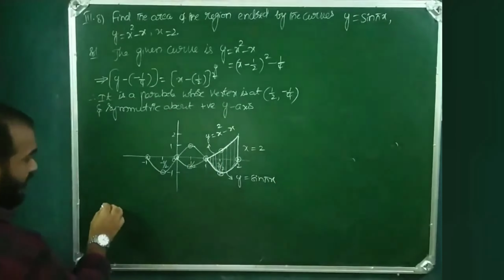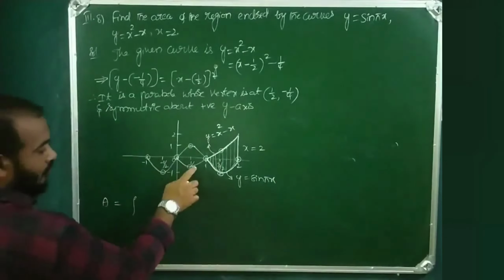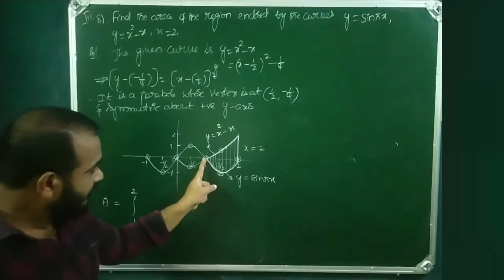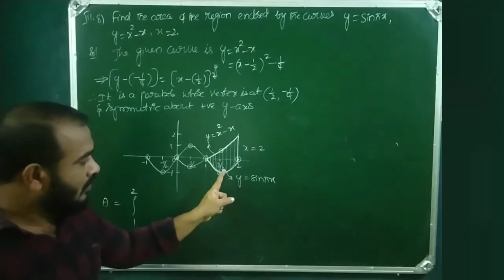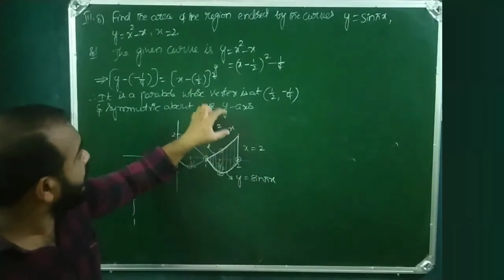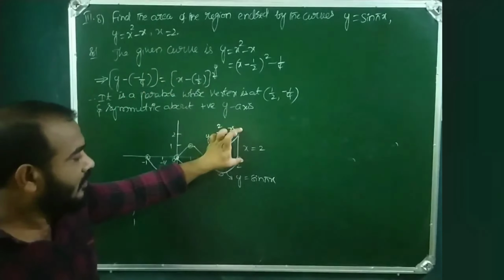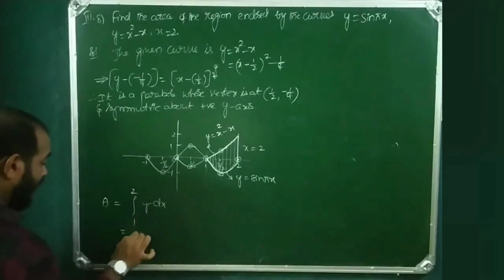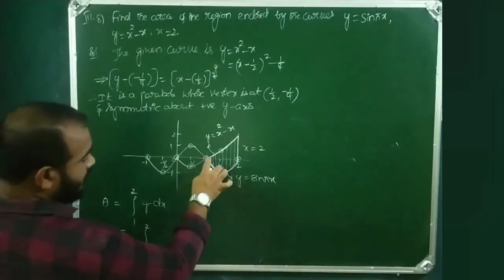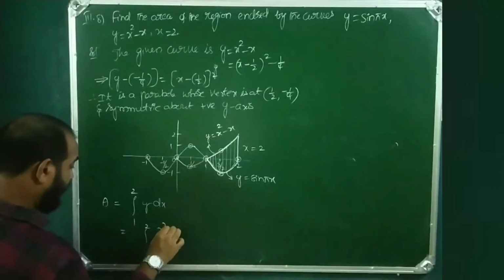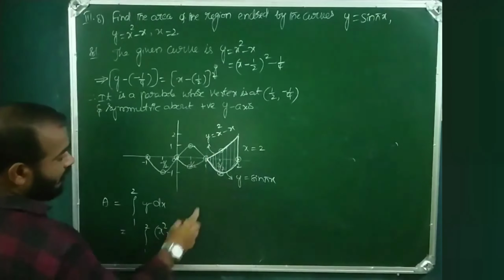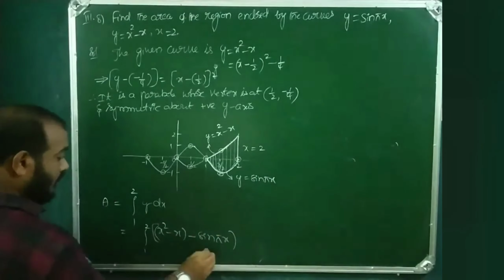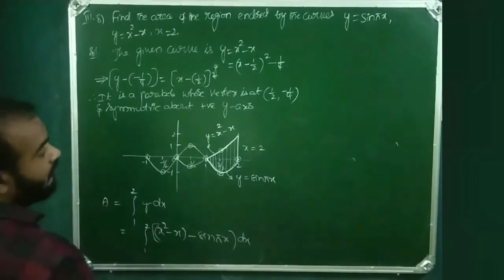Therefore, area is equals to integral from 1 to 2 because at 1 both are intersecting. Actually we should restrict it to x equals to 2 here. So 1 to 2 y dx. What is y here? That is the upper curve x square minus x, minus the lower curve sine pi x. So all we need to do is to evaluate the integration for this.